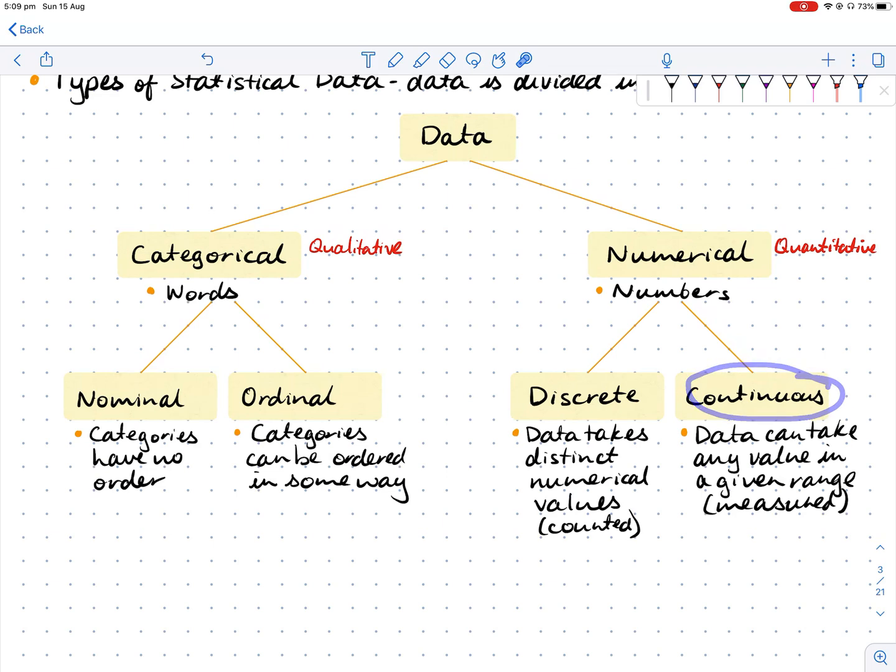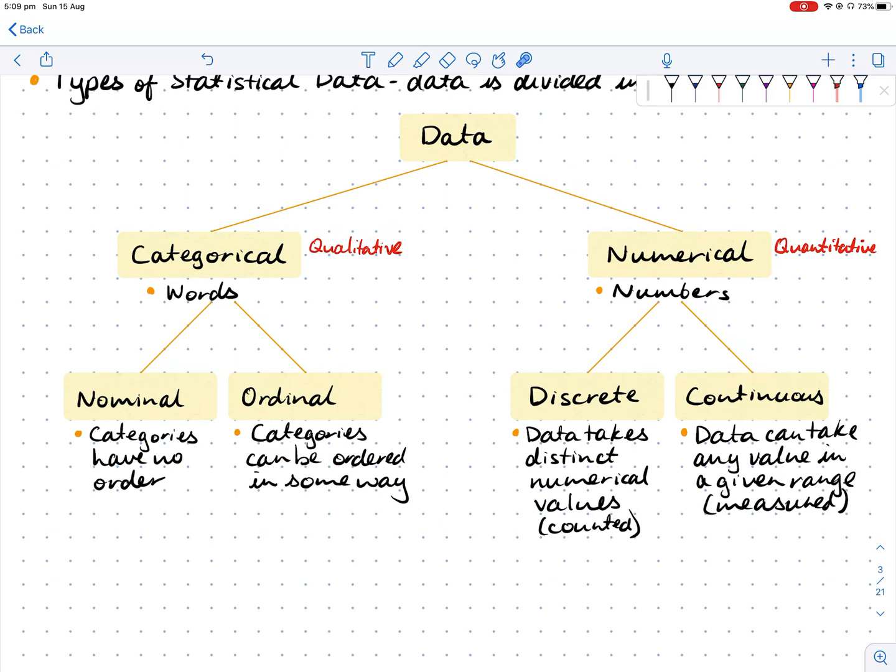Continuous data, however, is data that can take any value within a given range. So if we're looking at temperature, we could round to 1 decimal place. We could have it to the nearest whole number. So depending on how accurately we measure it, we can have any possible value we want. So usually when we're looking at continuous data, that's something that's measured. When we're looking at discrete data, it's usually something that's counted.